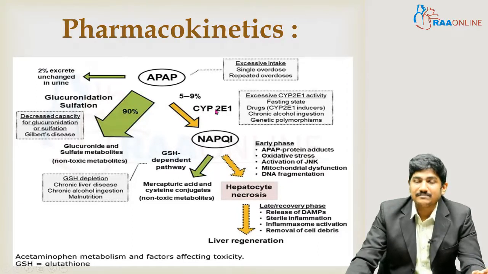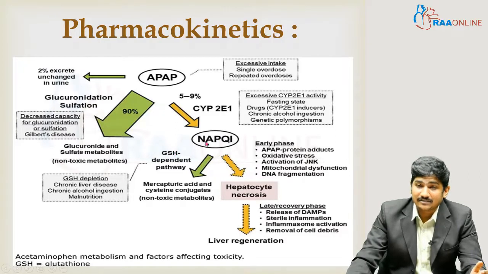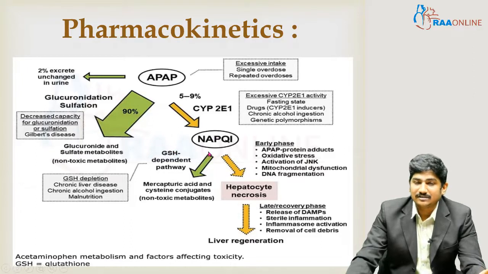Only around 5% is acted upon by this cytochrome P2E1 enzyme. This enzyme creates an active, toxic metabolite called NAPQI, which we call NAPQ. So once the NAPQ is formed, it has two fates. One, GSH can convert this NAPQ into a non-toxic metabolite. And if the glutathione GSH is depleted, there is no other fate for NAPQ; it goes and attacks your hepatocytes.